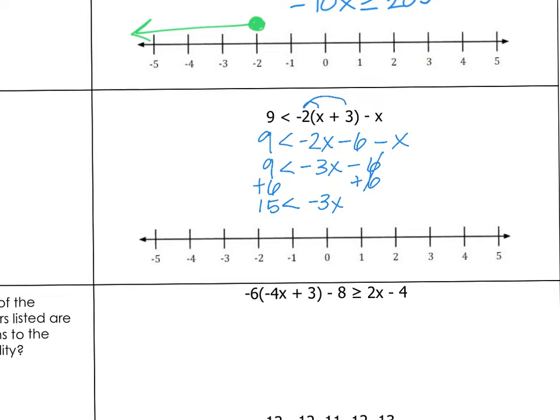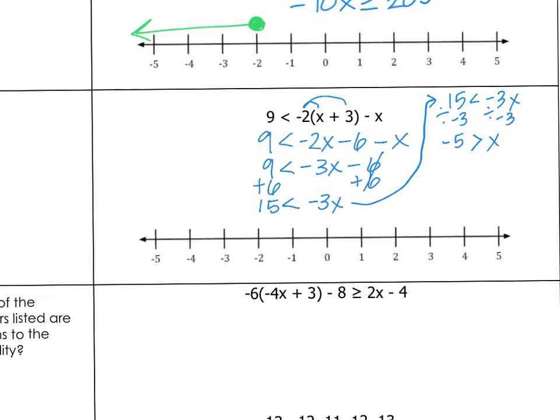I'm going to go ahead and move over here to the top right so that I have more room. Go ahead and rewrite this. All right, I want x by itself, so I need to divide by negative 3. Since I'm dividing by a negative, I need to switch my symbol, so now it's going to be greater than. So 15 divided by negative 3 is going to give me negative 5. Negative 5 is greater than x.